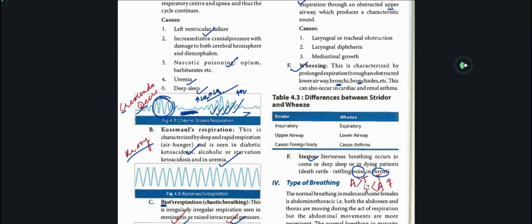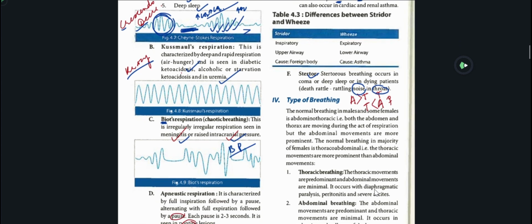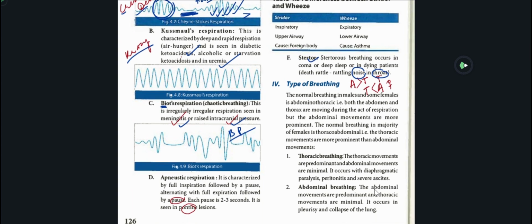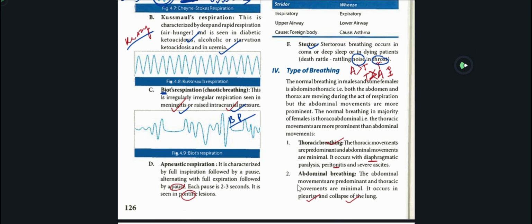The type of breathing, which I've already mentioned: in males we have abdominothoracic, in females we have thoracoabdominal. I think I've made a mistake here. Thoracoabdominal, like this in the previous one. So this is normal, okay? But what happens if there are only thoracic movements? I told you, it means the abdominal movements are not happening properly. And why are they not happening properly? Because the diaphragm is not able to function, or there is peritonitis and ascites, which is not allowing any movement in the abdomen. This is abnormal. If there are predominantly abdominal movements, that means there is no thoracic movement at all. Why can it happen? Because there is pleurisy or collapse of the lungs, right? That gives you a hint about the underlying cause. So the type of breathing is also done.